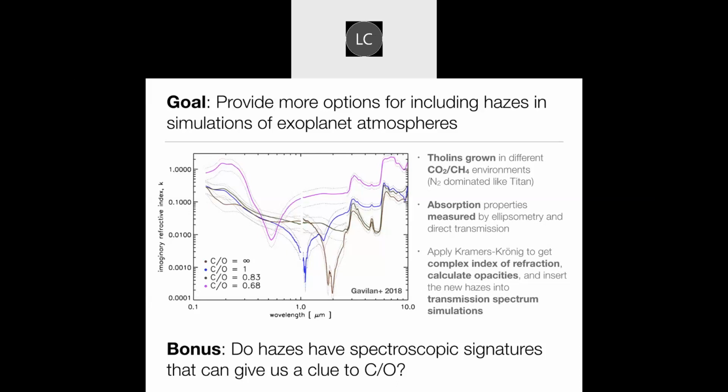And our goal was to take these measurements, apply Kramers-Kronig so that you can get the complex index of refraction, which is what you need in order to do all the absorption and scattering portions, and then calculate opacities and insert these new haze species into transmission spectrum simulations. And as a bonus, we are looking to see if some of these hazes can have spectroscopic signatures that give us a clue to the C to O ratio environment for those transmission models.